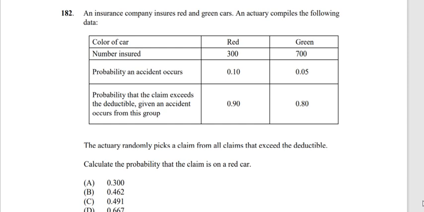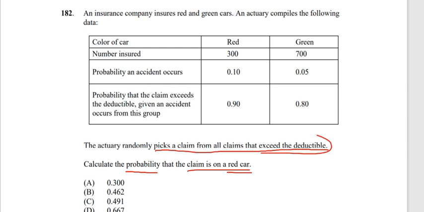For this problem, we want to find the probability that the claim is from a red car. Here there is also a conditional probability, because the picked claim is from claims that exceed the deductible. Among those claims that exceed the deductible, we want to find this probability.